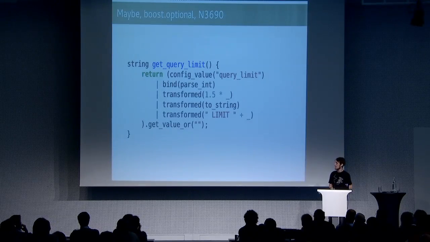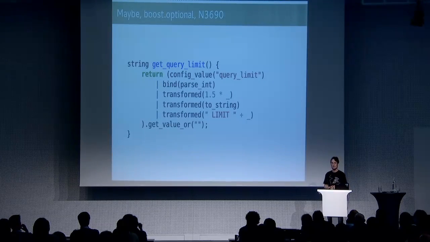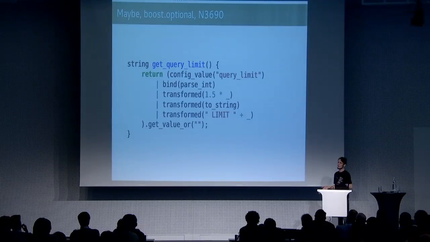So, in the end, if there is no value, you can just return the empty string. Just like for the lists, this makes code much shorter to write, and again, everything is composable. It's easy to change.